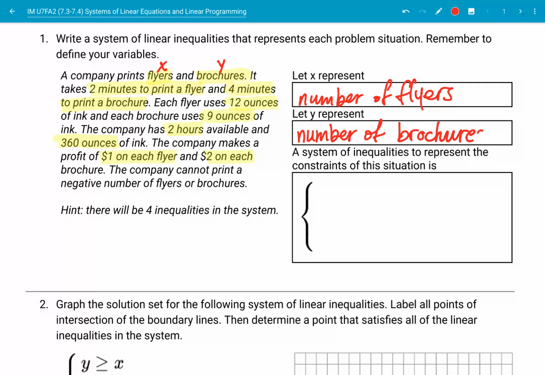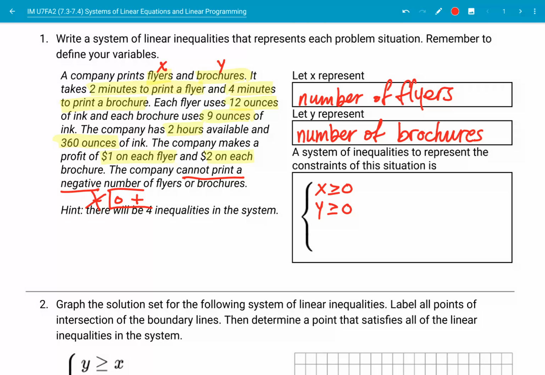Now, when we're trying to figure out which inequalities we need, we think about the limitations of the system. So there's a couple important pieces of information. This very last sentence, we cannot print a negative number of flyers. So that means if there's negative numbers, there's 0, and there's positive numbers, we cannot have negative numbers, which means the number of flyers that I create, or X, has to be greater than or equal to 0. So that's 1. And the number of brochures that I make also has to be greater than or equal to 0. That's 2.